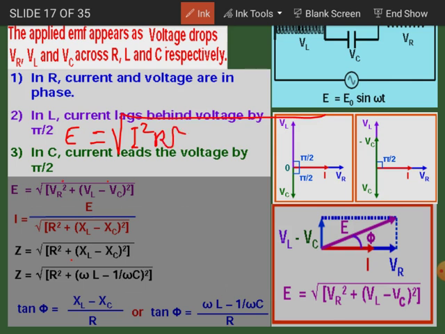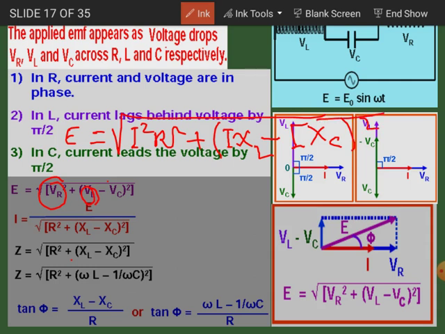This is nothing but your VR square. Plus VL means the same current I times XL. XL is the inductive reactance. Current into its opposition, the inductive reactance, will give you your VL. Minus VC means that current I times XC, whole square, like this.